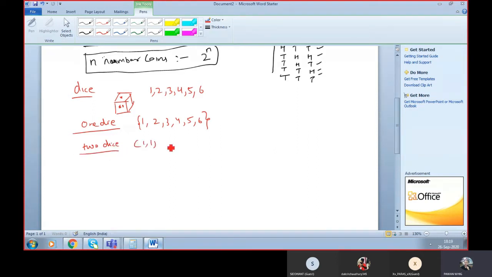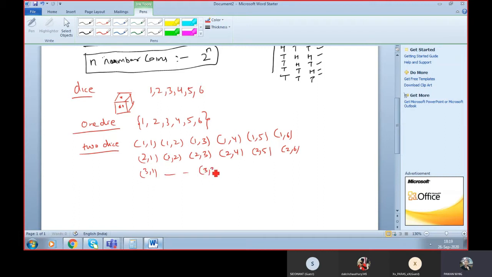It may be one one, it may be one two, one three, one four, one five, one six. Similarly, it may be two one, then 2 2, then 2 3, then 2 4, then 2 5, and 2 6. Then similarly 3 1, 3 2. I'm just writing 3 3 and 3 6.